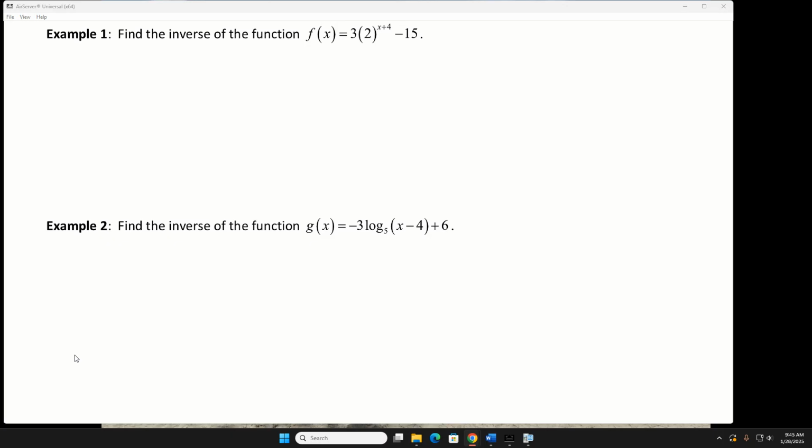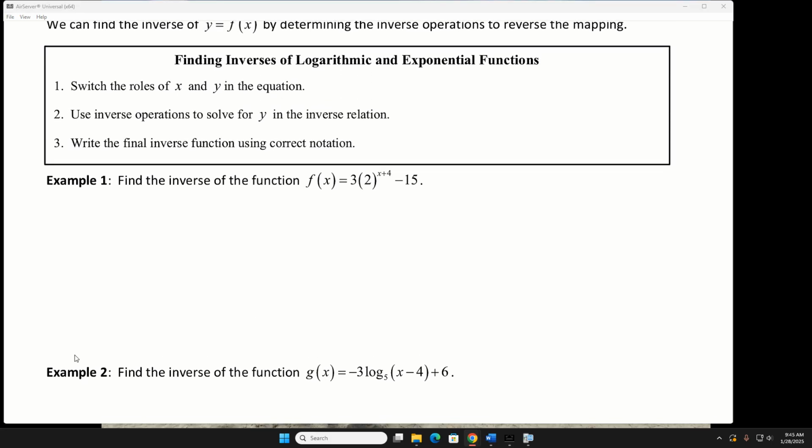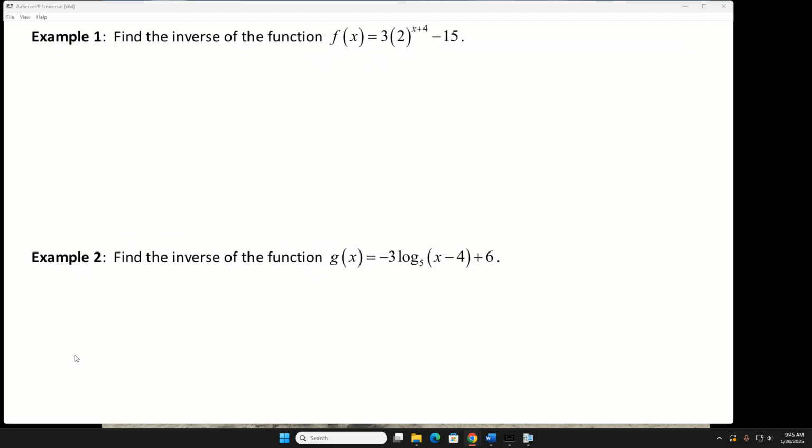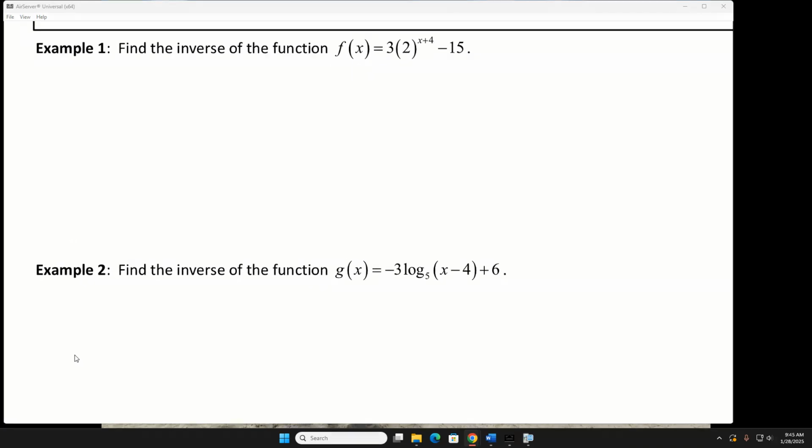Like it would be any kind of function, and you want to find the inverse of it. Do you remember what you do? Switch x and y. Good. So that's going to be the same first step that we're going to do for exponential and logarithmic. And so f of x is basically y. And so what we'll do is make f of x, x, and make x, y.